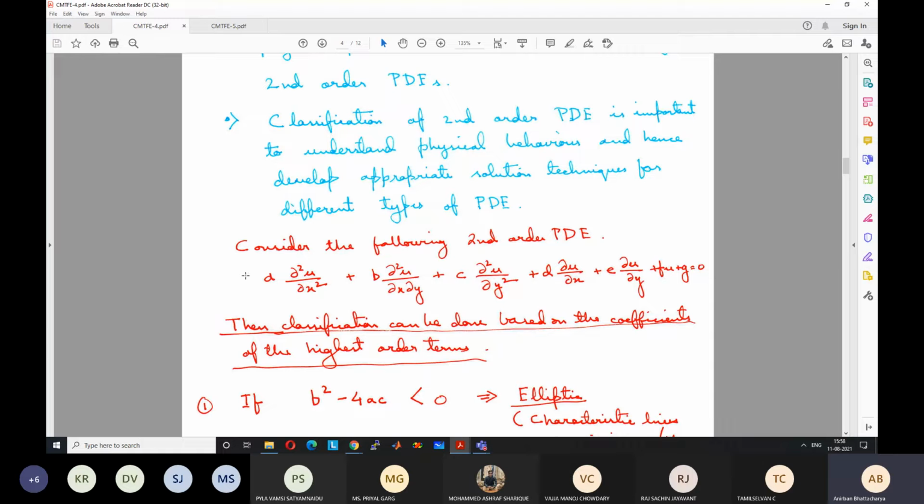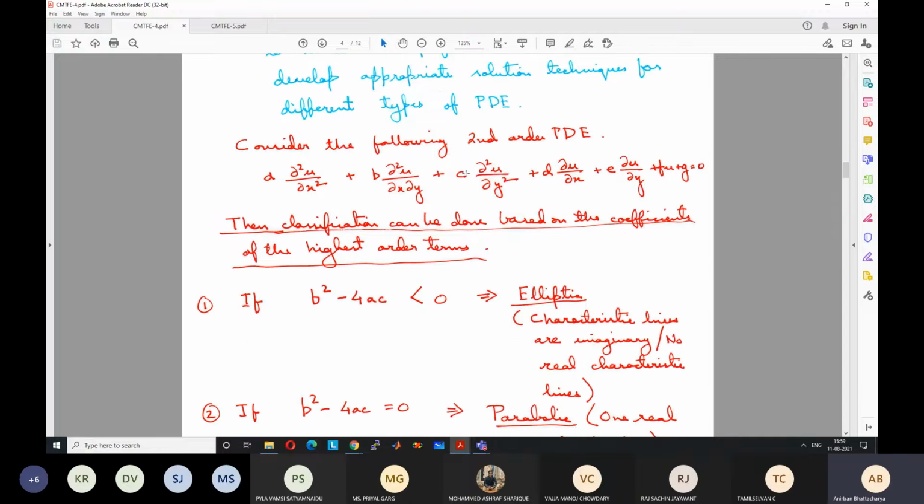Now the classification can be made for this PDE based on the coefficients of its principal part. The principal part, we know, constitutes the highest order terms. In this case, the principal part is A del square U del x square plus B del square U del x del y plus C del square U del y square. So the coefficients are A, B, C. If B square minus 4AC is less than 0, we will see why the classification is like this, but at this moment, just go with me, then we call the PDE an elliptic PDE.